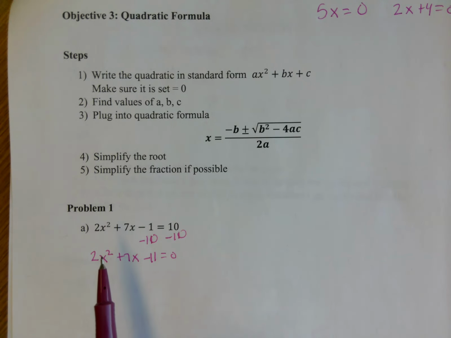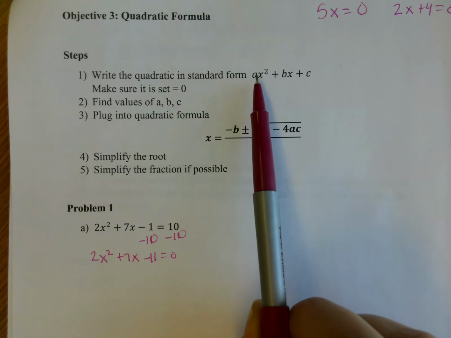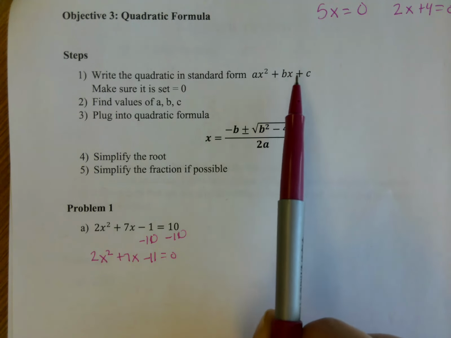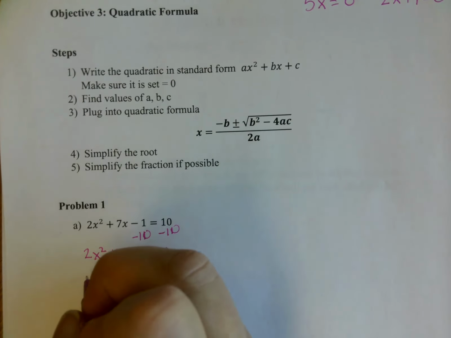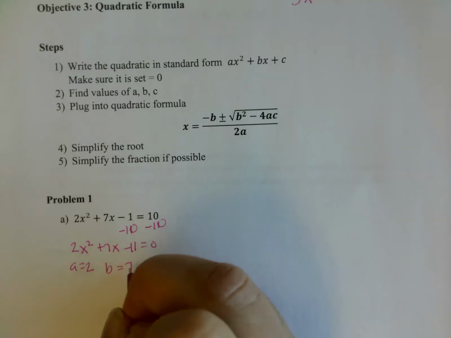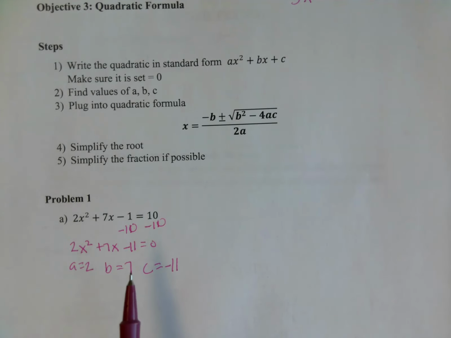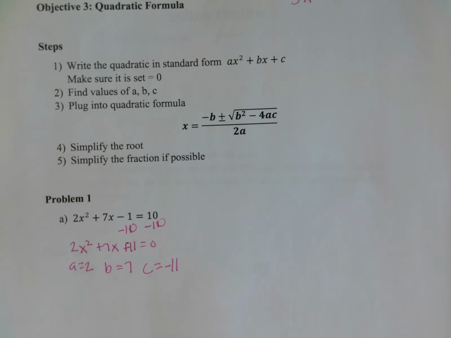Now you have to find the values of a, b, and c. Now, when you're looking at this equation, the number in front of the x squared is the a. The number in front of the x is a b. And the number without an x is a c. So a is equal to 2, b is equal to 7, and c is equal to negative 11. Now, sometimes people really struggle with this. If you struggle with subtraction, always change that to a negative number. But what subtraction is doing the opposite of the number shown.